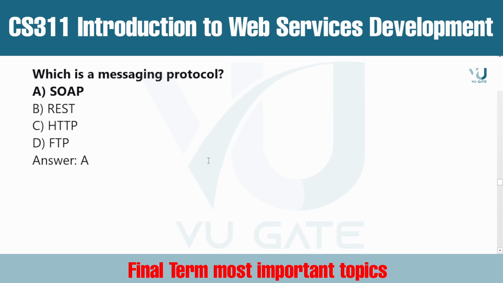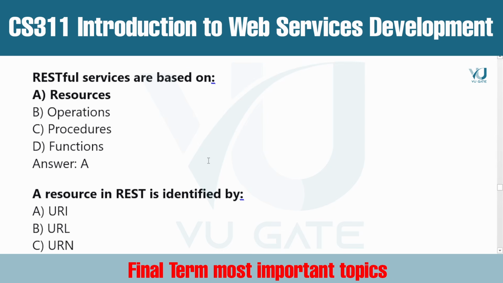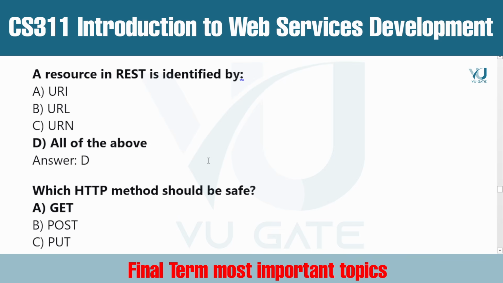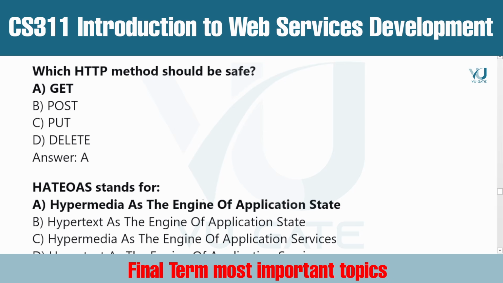Question 48, which is a messaging protocol? The correct answer is option A, SOAP. Question 49, RESTful services are based on? The correct answer is option A, resources. Question 50, a resource in REST is identified by? The correct answer is option D, all of the above. Question 51, which HTTP method should be safe? The correct answer is option A, GET.